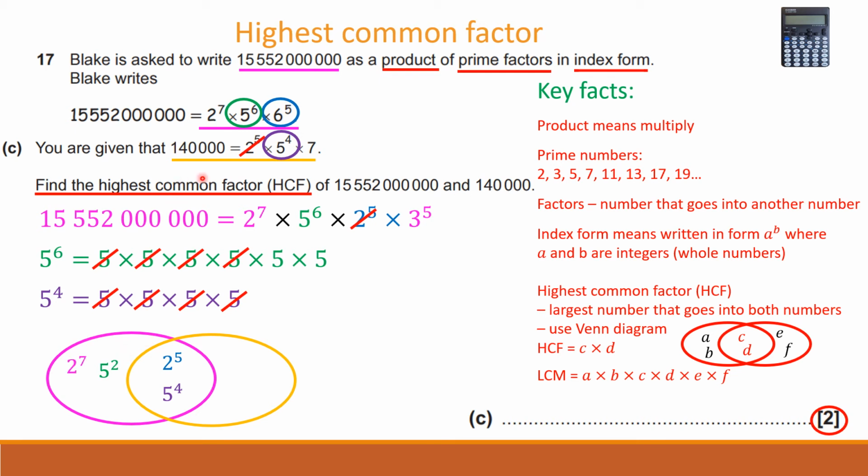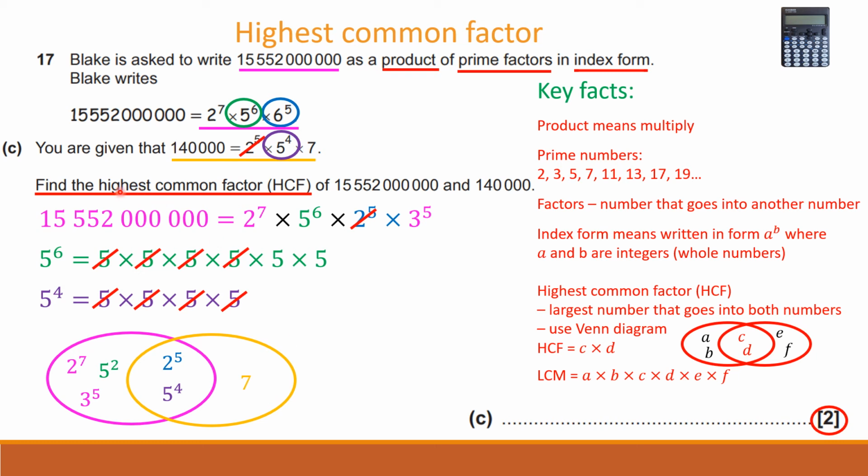I've also got the 2 to the power of 7 left over, and the 3 to the power of 5 is also left over. So these go in the left circle. The terms which are common go in the middle circle. And then on the right part over here, this is what is left on this second term here. So I've got 2 to the power of 5 we've already taken, 5 to the power of 4 we've already taken. We're just left with 7, so that goes in the outside circle here.